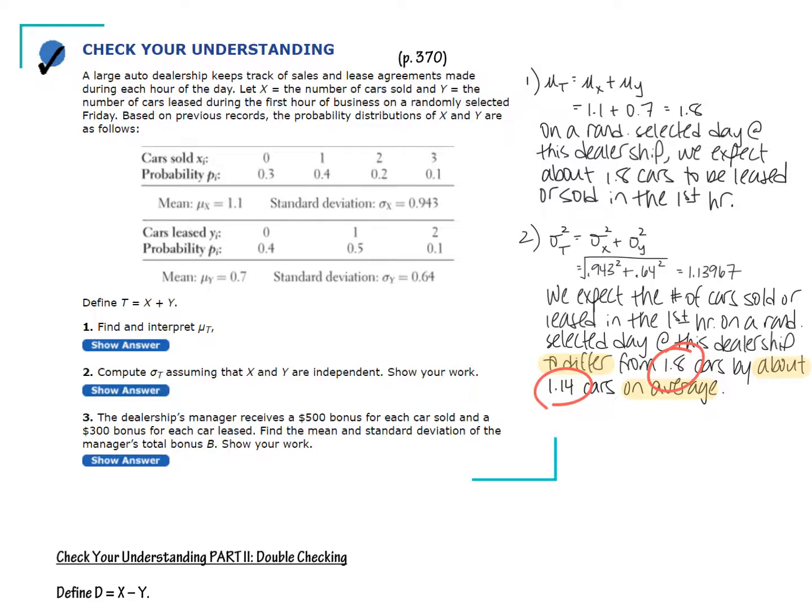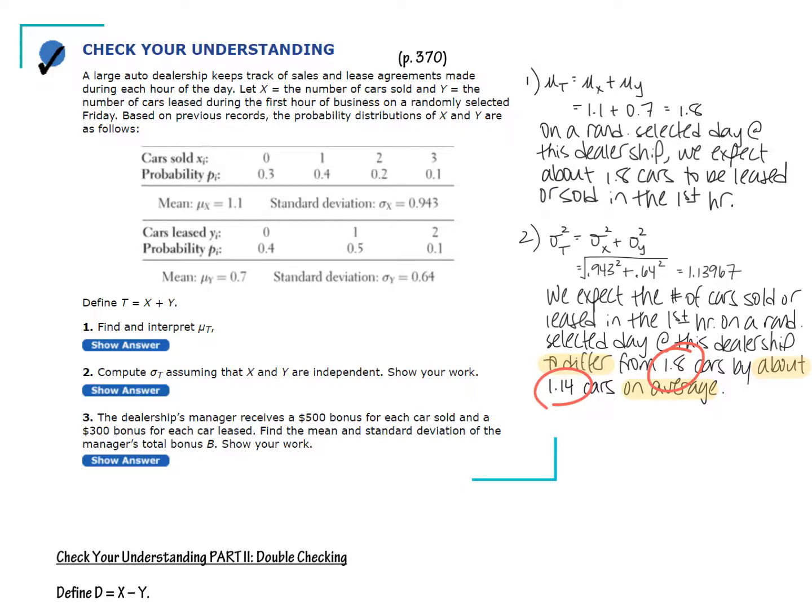Okay, and then the last question says the dealership's manager receives $500 bonus for each car sold and $300 for each car leased. So perks of being a manager, you get a bonus when your sales dudes do a good job selling. And so if we can expect him to get $500 per car and $300 per leased car, we have the averages already. Those averages are up here on how many he gets per hour. So we can find the mean by just taking the 1.1 cars we expect him to sell and multiplying by 500, and taking the 0.7 cars we expect their dealership to lease and multiplying that by 300.